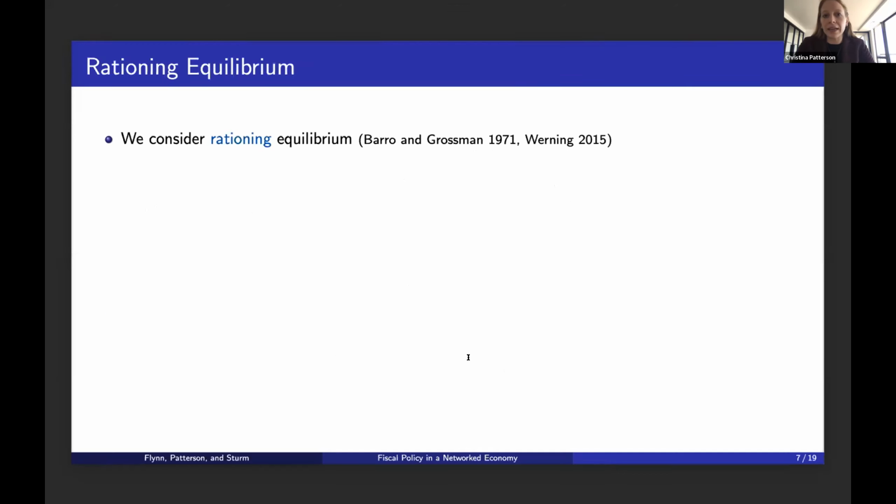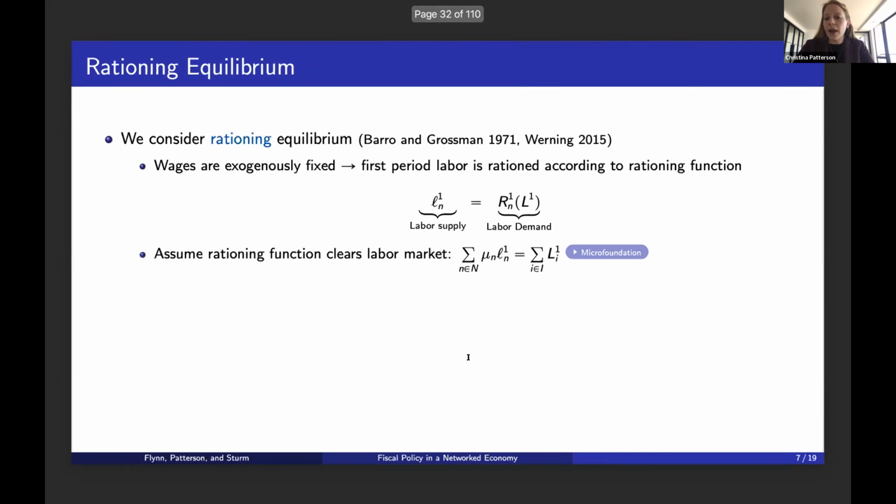As I mentioned at the beginning, throughout the paper, we're going to be focusing on a rationing equilibrium. So in this equilibrium, first period wages are fixed. And therefore, rather than the labor market clearing on the wage or on the price, it's going to clear on quantities. And workers are going to have their labor supply rationed to them. So it's going to be captured by this rationing function denoted by R here, which is going to take in a vector of labor demands coming from the firms, and it's going to return a labor supply to the households such that this is going to clear the labor market.